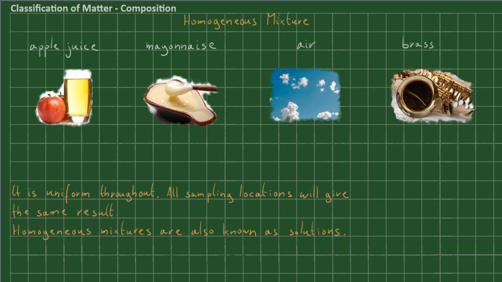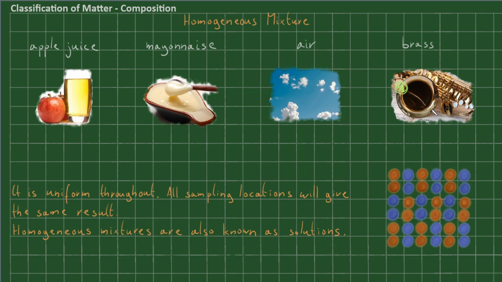On an atomic scale, a homogeneous mixture looks a little bit like this. The distribution of different particles, in this case orange and blue spheres, is uniform. Brass is a solid solution or an alloy of copper and zinc. It is also a homogeneous mixture. This means that if I take a sample from here, and maybe another sample from here, or even another sample from over here, I should always end up with the same amount of copper and zinc atoms.